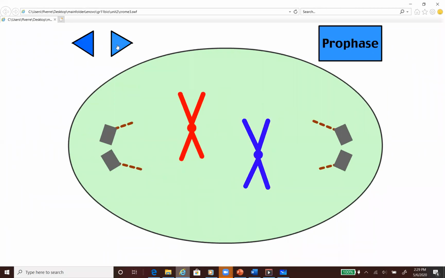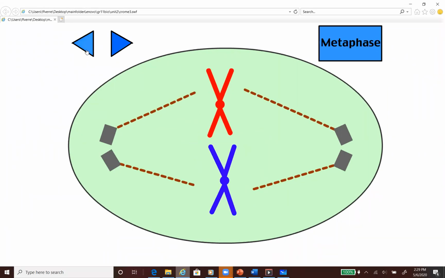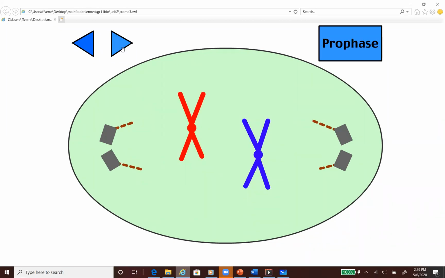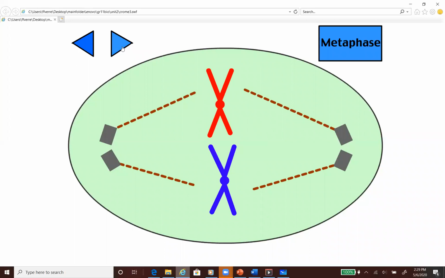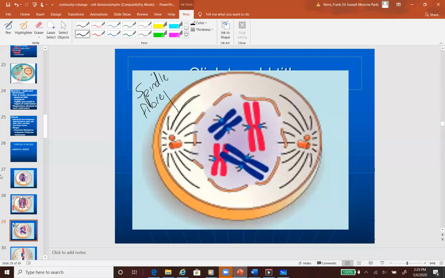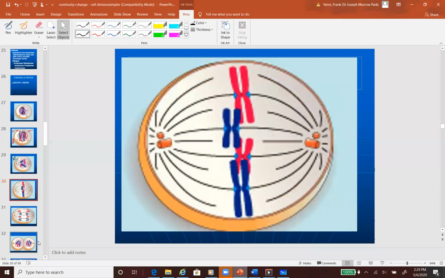Now, if I back up a little bit, see how they grow. And the difference between prophase and metaphase is the location of these chromosomes. So in prophase, they're not lined up in the middle, right? You see that? And then we have metaphase. Meta means middle. So during metaphase, the chromosomes are actually lined up in the middle. And you can see that in this slide here. They're all lined up in the middle.